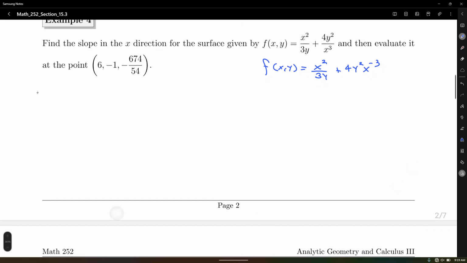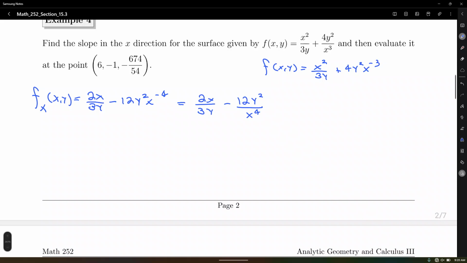All right, let's find the partial derivative with respect to x. That is 2x over 3y plus, careful, -3 times 4, that's actually going to be -12y squared x to the -4, which will reduce to the following: 2x over 3y minus 12y squared over x to the 4. So that is our first derivative with respect to x.